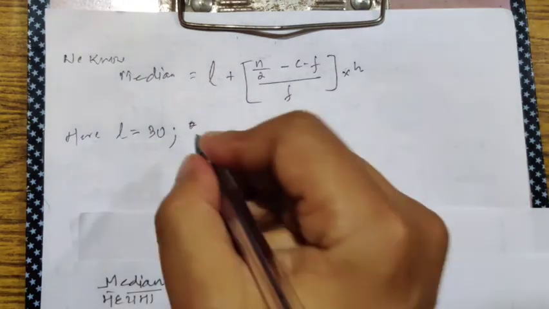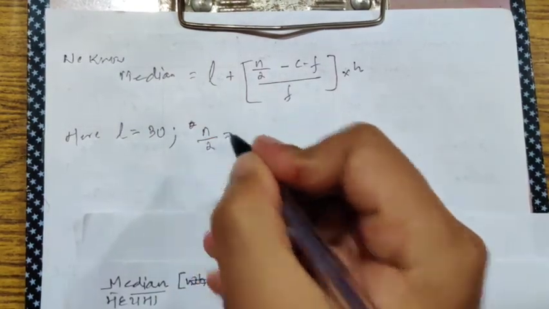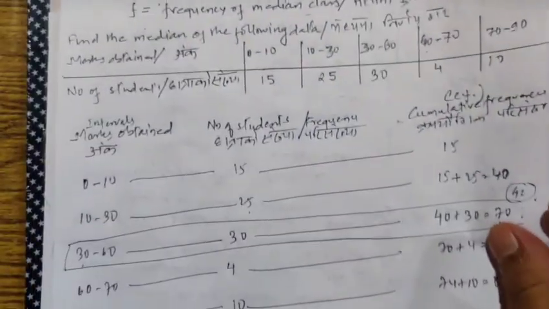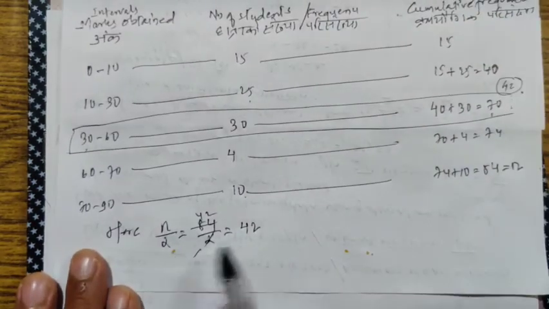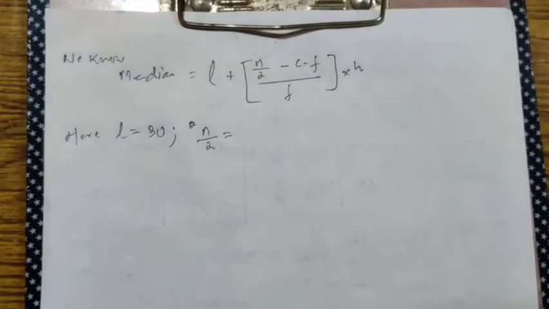And according to the formula, our n by 2, I think I've already taken out my value of n by 2. How much is n by 2? 42. So let's write 42 here.